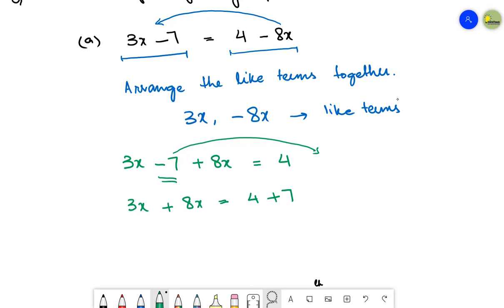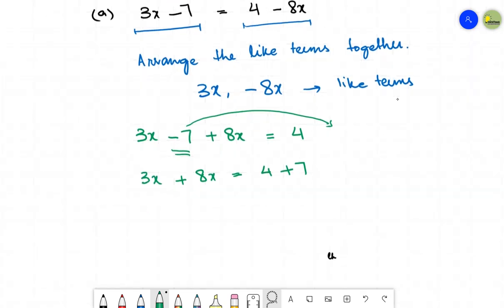You must change its sign. So the minus sign, when shifted to the other side, will become plus 7. Now solving the like terms together, 3x plus 8x gives me 11x equals 7 plus 4, which gives me 11. In this way, you have solved the like terms.